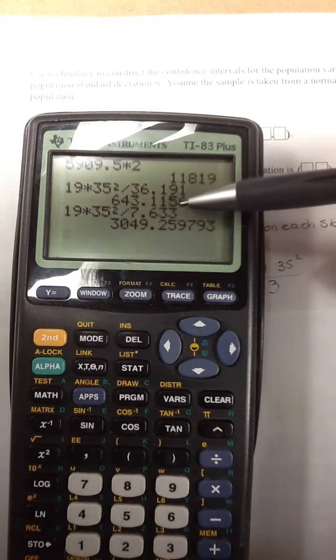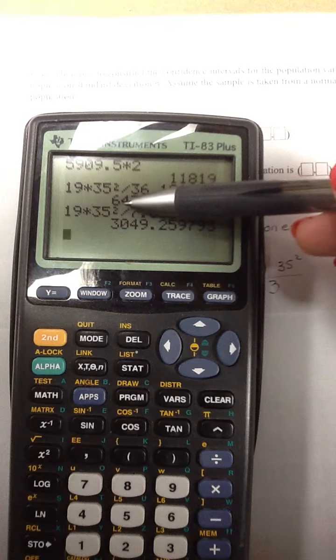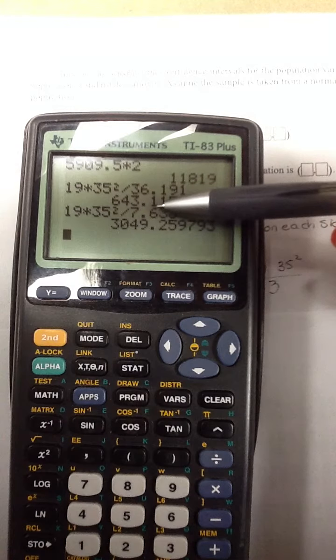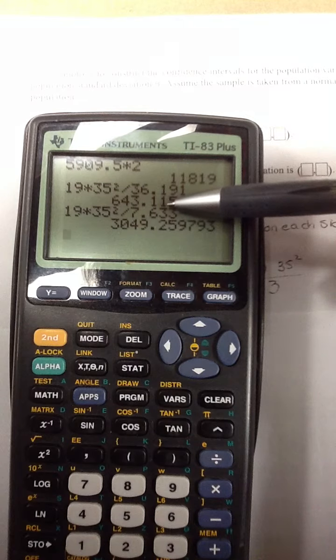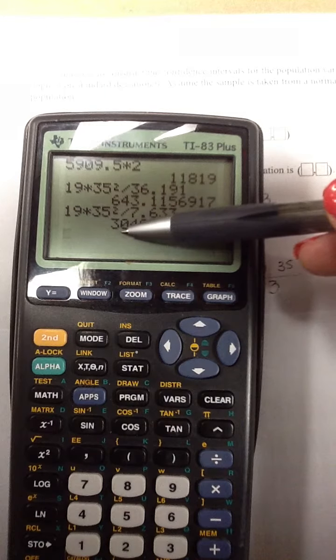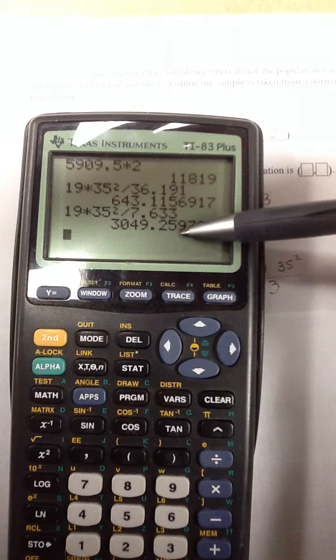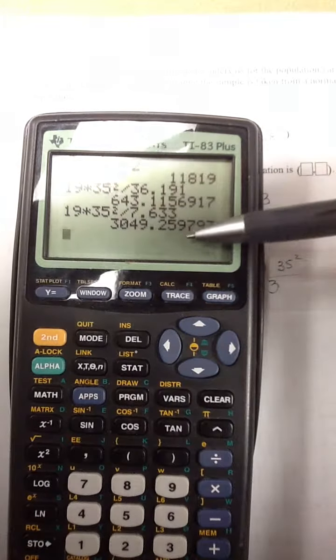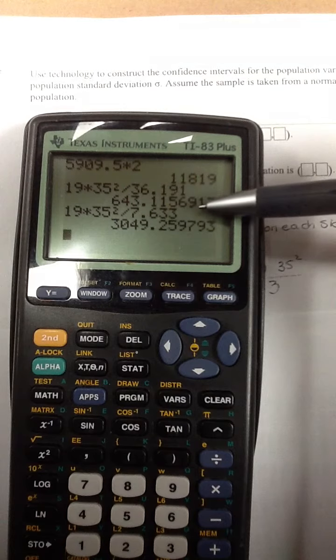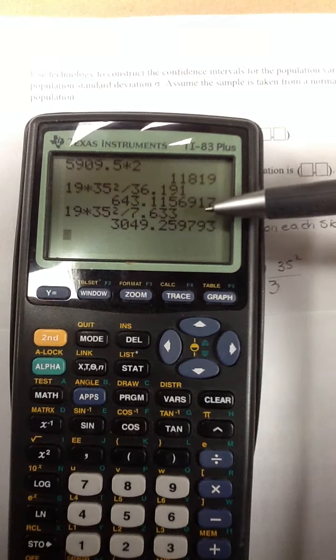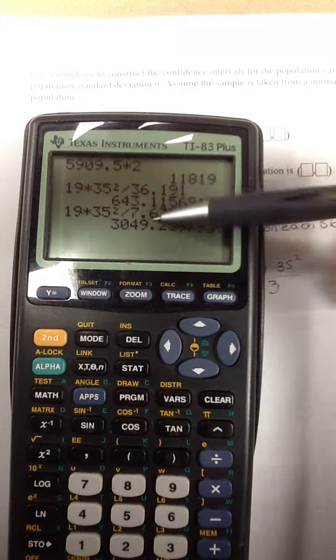Now, you are going to have to be rounding this to 2 decimal places, so my answer would be 643.12, and that is my left bound, and 3049.26 would be my right bound. When I go to find the standard deviation, these would be my answers for the variance.